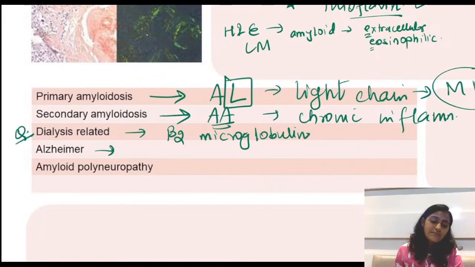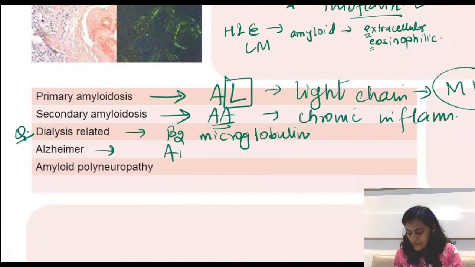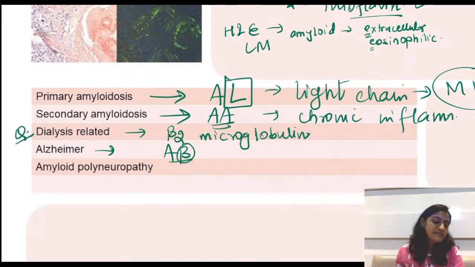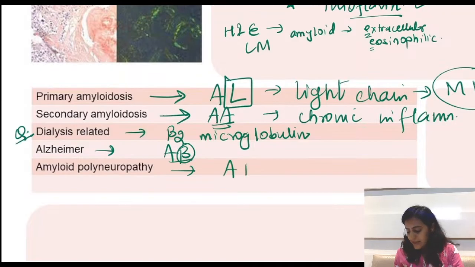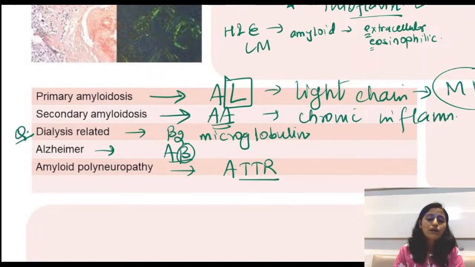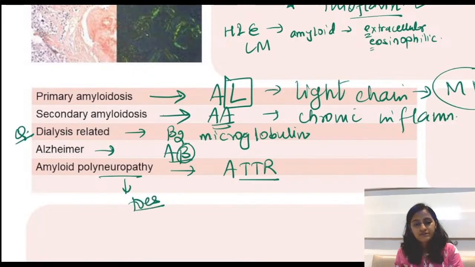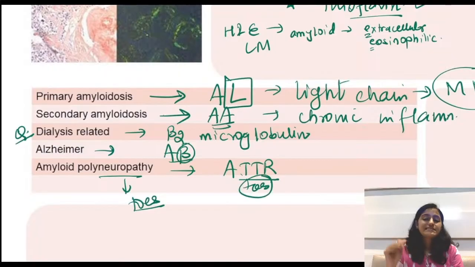Alzheimer's. In Alzheimer's, it is the beta amyloid plaques that we talk about. So remember that it is A beta. It is A beta that we have in Alzheimer's. Amyloid polyneuropathy is ATTR. The polyneuropathy is the ATTR. So imagine the neuropathy is affecting the limbs and affecting the toes. So imagine like the toes is the TT वाला. So ATTR is what you have.